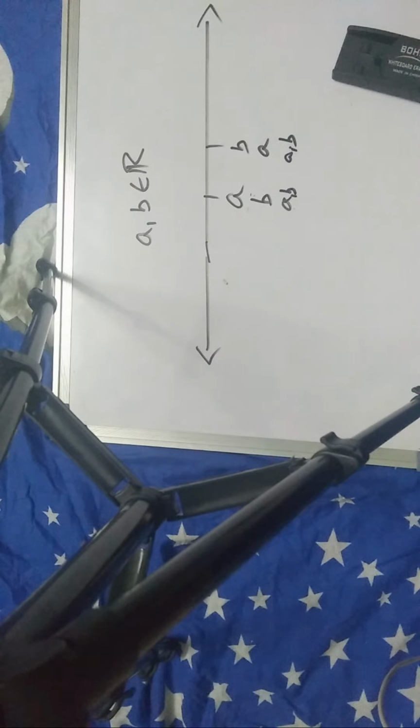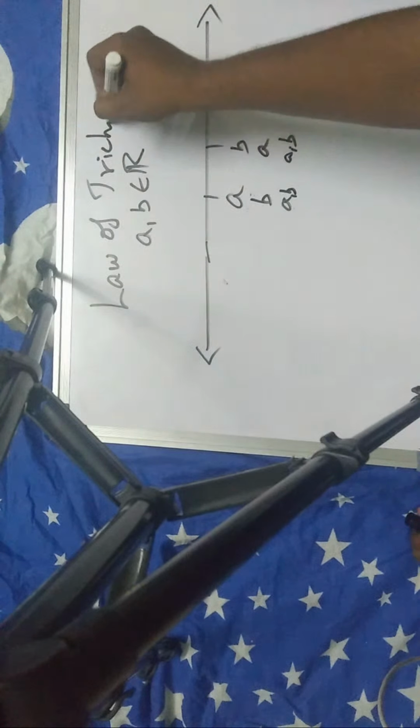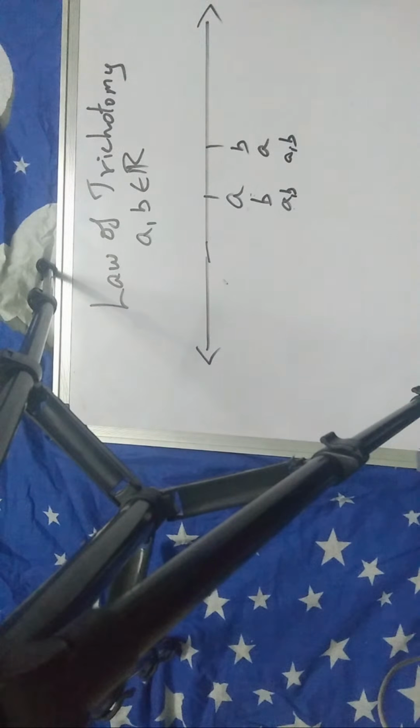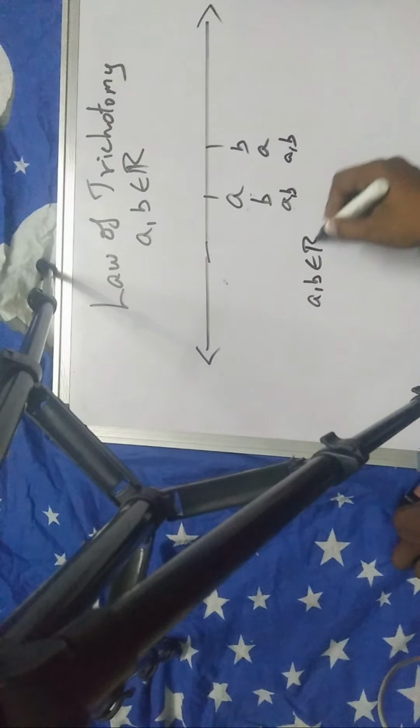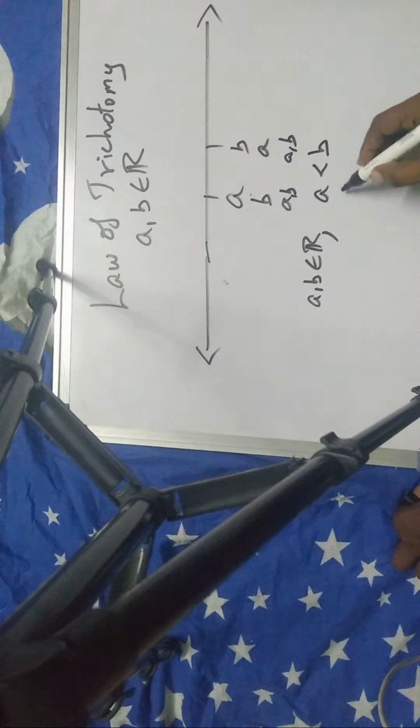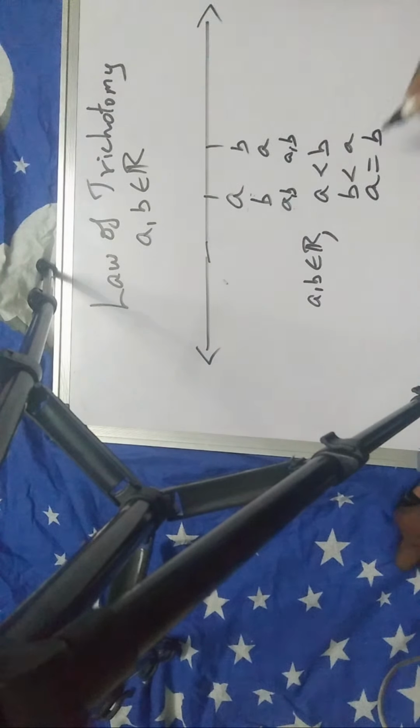But who gives us the guarantee that this is always true? That is, given any two real numbers, either a is bigger than b, or a is smaller than b, or a is equal to b. Whenever you have the set of all real numbers, this property holds. We call this the law of trichotomy. So what does the law of trichotomy say? It says that if a and b are two real numbers, then either a is less than b, or b is less than a, or a is equal to b, and exactly one of these three possibilities occurs. But now there must be a question.